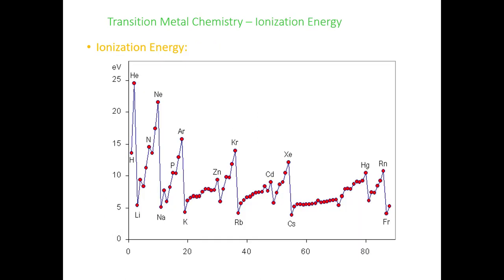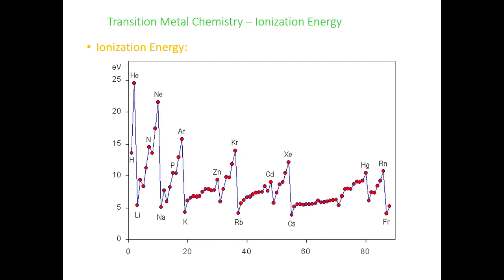Looking at this graph of ionization energies again, but now focusing on the transition metals, is there a clear trend? Kind of, but there is a lot of variation. Across a row, as shown right here, ionization energies generally increase with increasing effective nuclear charge due to the poor shielding of the d orbitals.